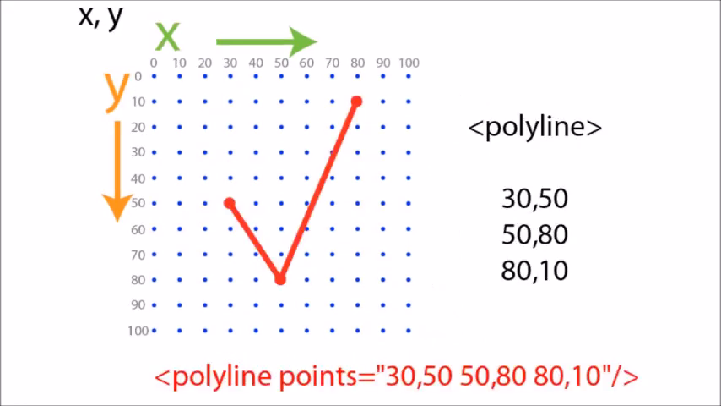So here we have a polyline, which is a line with more than 2 points. So in the polyline, the first XY value is the start of the line. The last XY value is where the line will end, and all points in between represent corner points. So in this example, we go over 30 pixels and down 50 for our starting point, then over 50 and down 80 for our next point, and then over 80 and down 10 to complete the shape.